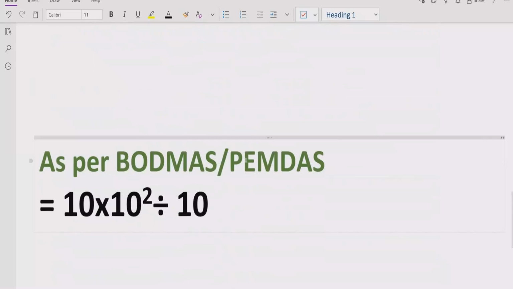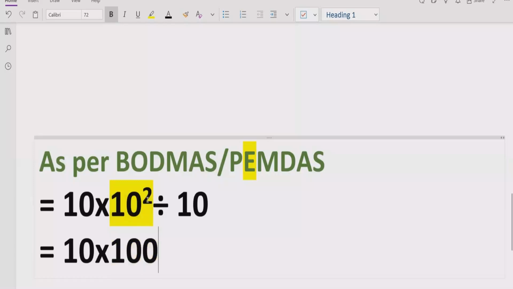So now let's move towards solving the given expression. According to the BODMAS and PEMDAS rule, we have to solve the bracket first. In our expression, we do not have any brackets. So now we will move forward to see the exponent part. In our expression, we have this part which is an exponent. So we have to solve this part first according to the rules. So we will write 10 multiplied by 100 because 10 raised to power 2 means 10 multiplied by 10, which is equal to 100. And other things we will write as it is.